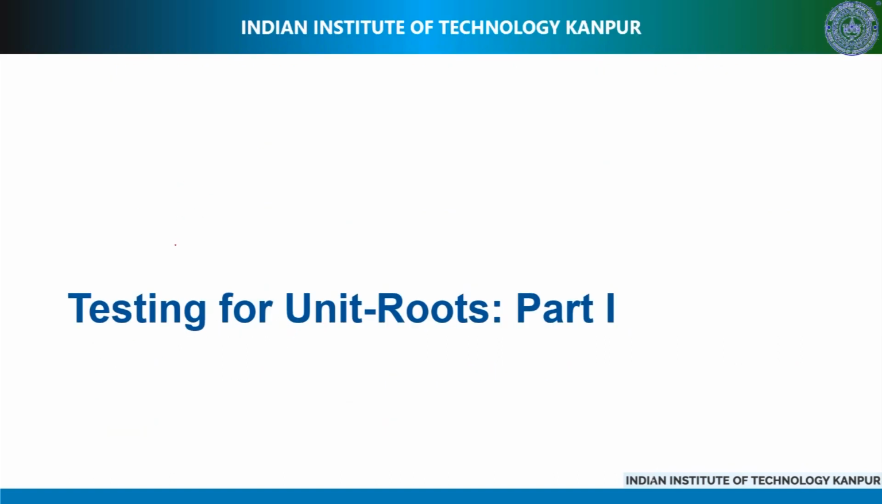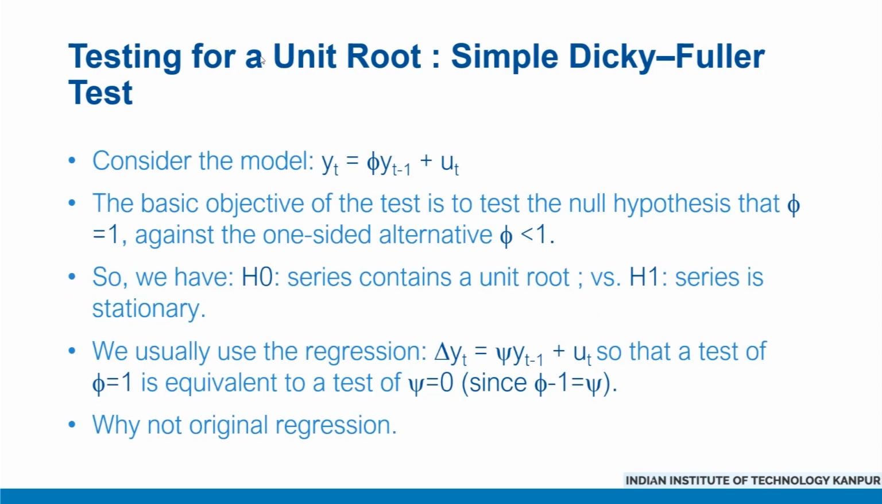In the next few videos, we'll try to understand tests of non-stationarity, or what we often call unit root tests. To begin with, let us understand the simple Dickey-Fuller test of non-stationarity. We start with the simple autoregressive model, which is y_t equal to phi times y_{t-1} plus mu_t, which is a first order autoregressive model.